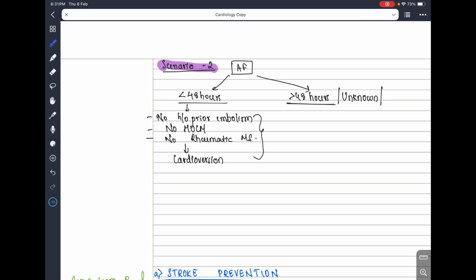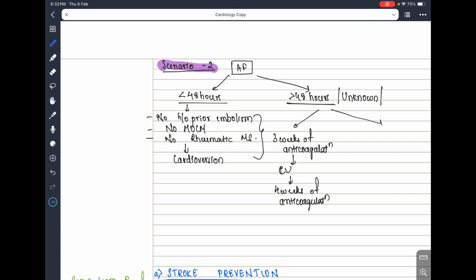In this condition, you have two options. You can do 3 weeks of anticoagulation. Start the patient on anticoagulation, then do cardioversion. After cardioversion also, you will continue anticoagulation for 4 weeks. So this is one option you have.